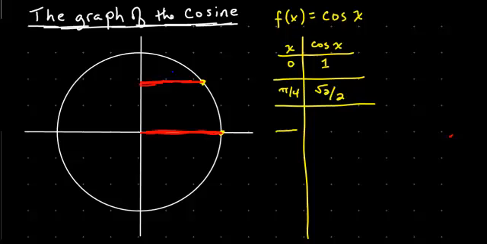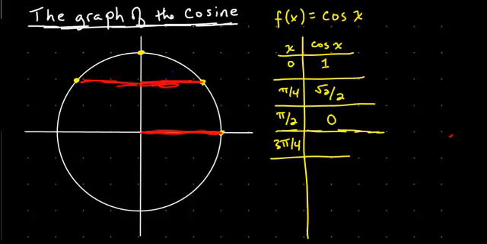And the next one, we go here at pi over 2, and the horizontal distance from the y-axis is 0 because it's actually on the y-axis. Let's go to 3 pi over 4, and what are we going to get? The horizontal distance is the same as it was in this one, except it's the negative value, negative root 2 over 2.